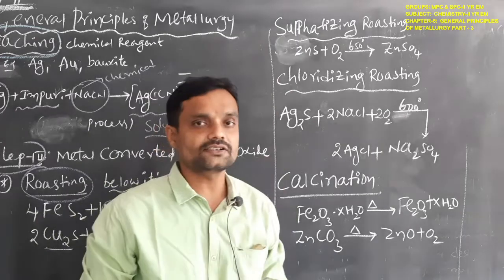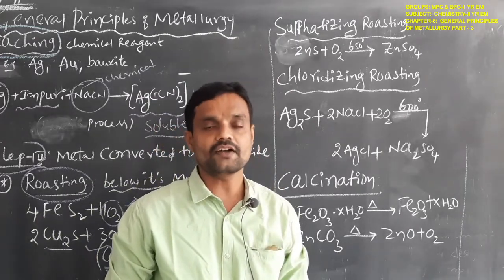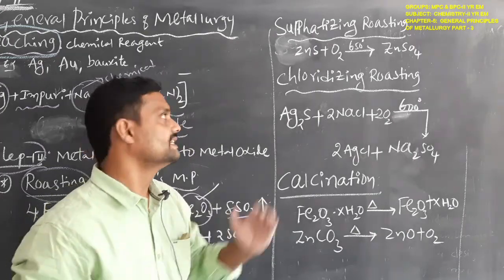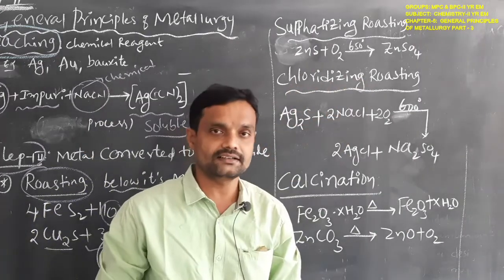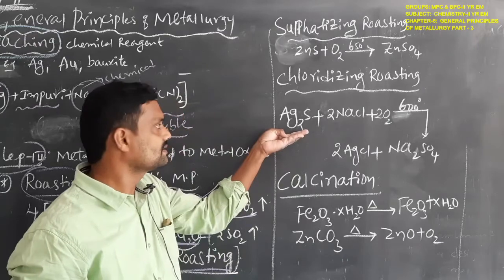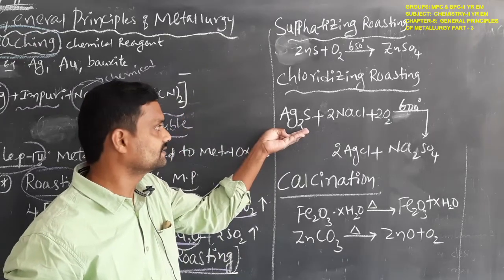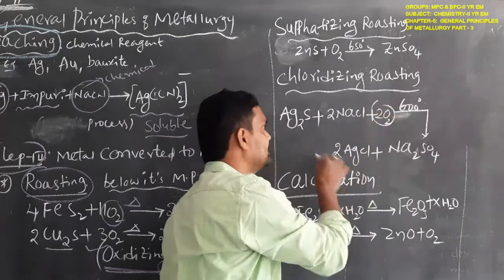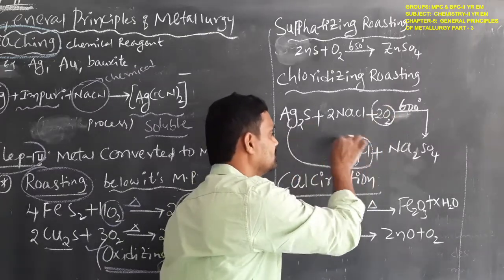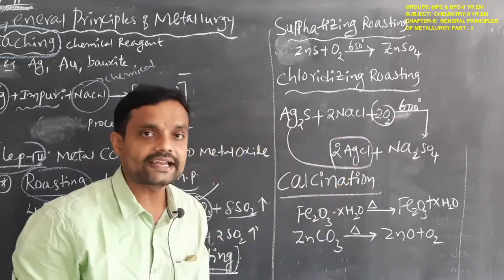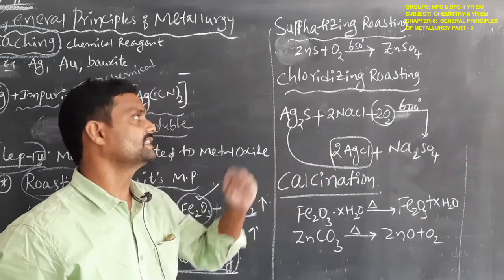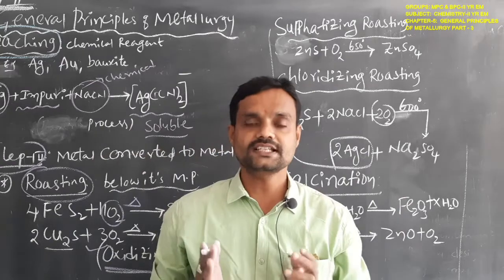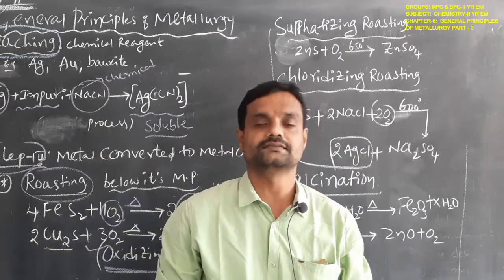Next, chloridizing roasting. After roasting, the ore is converted to its chloride form. Simply, that is called chloridizing roasting. Example, silver sulfide reacts with sodium chloride in presence of excess air, then the silver ore is converted to its chloride form. Simply, that is called chloridizing roasting. So this is the meaning of the roasting.